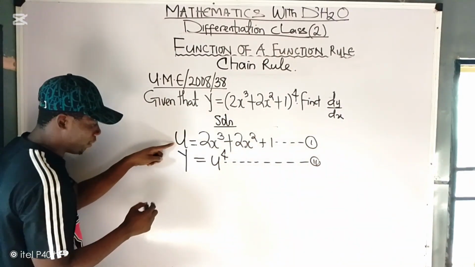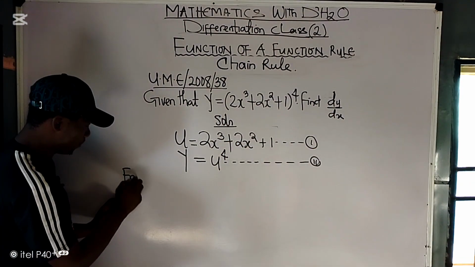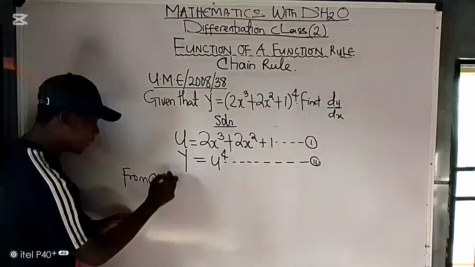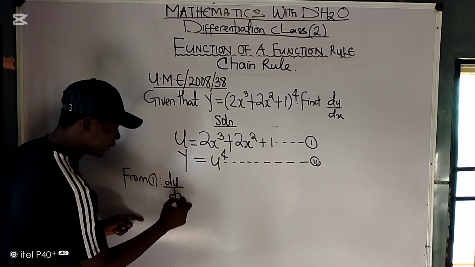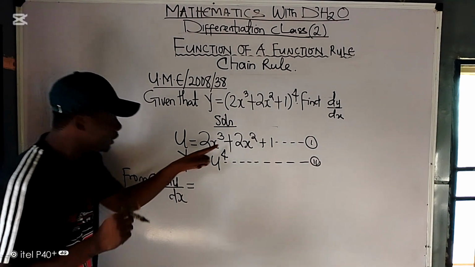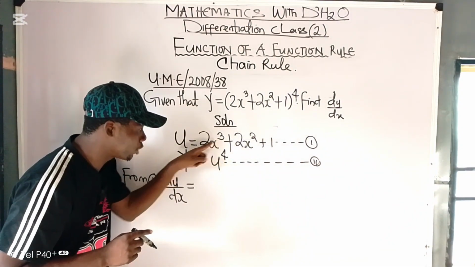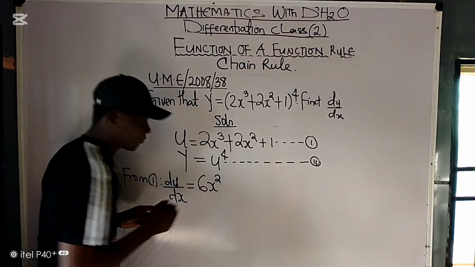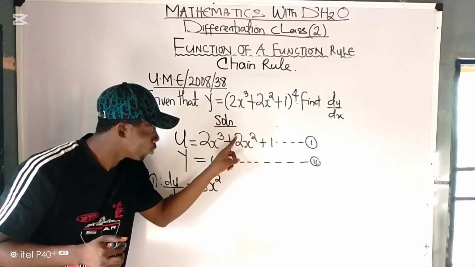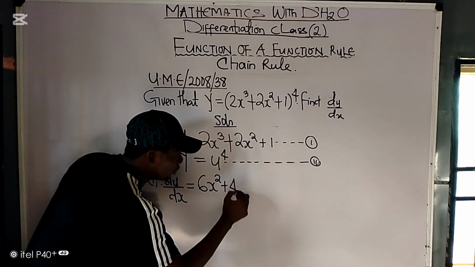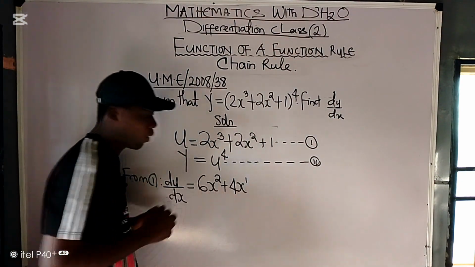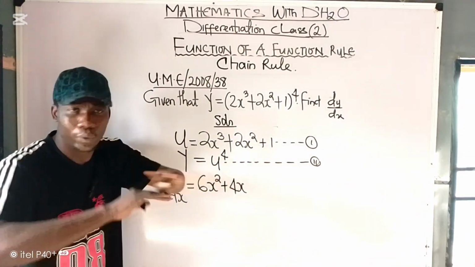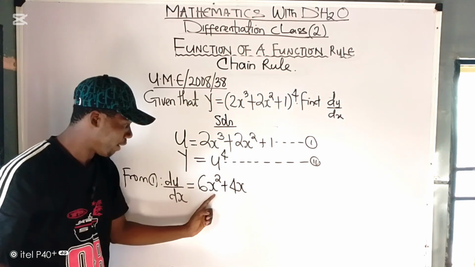Here now, from equation 1, this is u and x. So we'll call it du over dx. So differentiate 2x cubed. Use 3 to multiply. You have 6. Remove 1 from here. You have 6x squared. This one, use 2 to multiply. You have 4. Remove 1 from here. You have 4x to the power 1, the same thing as 4x. So no need to put it. Okay? 1 will always give you 0. So forget about it. You have this.